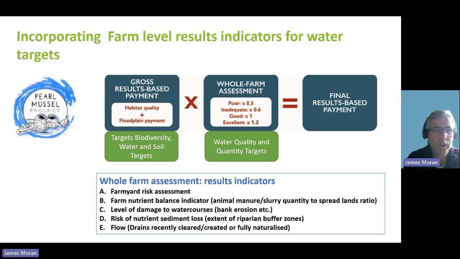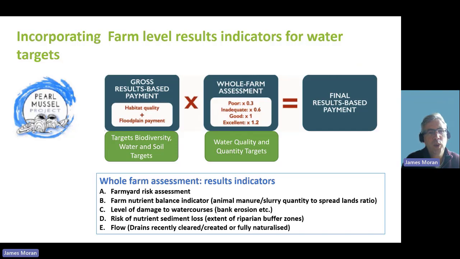So you can see what's done here is the habitats on the farm are scored, with an assessment of the length and width of the floodplain, the quantity of the floodplain. That works out the overall score for the particular parcels in terms of habitat quality. The targets for these were biodiversity, water and soil. And then the whole farm is assessed to check what risks there are of nutrient and sediment loss, using a number of indicators highlighted there in the whole farm assessment. Depending on how you scored on that, your results-based payment is multiplied by 0.3, 0.6 or 1.2, which is essentially a bonus for excellent quality.